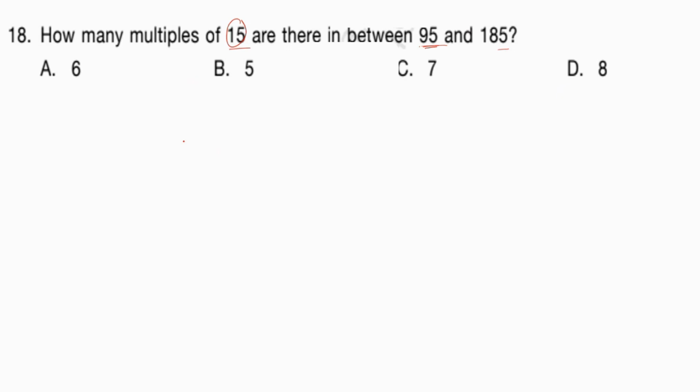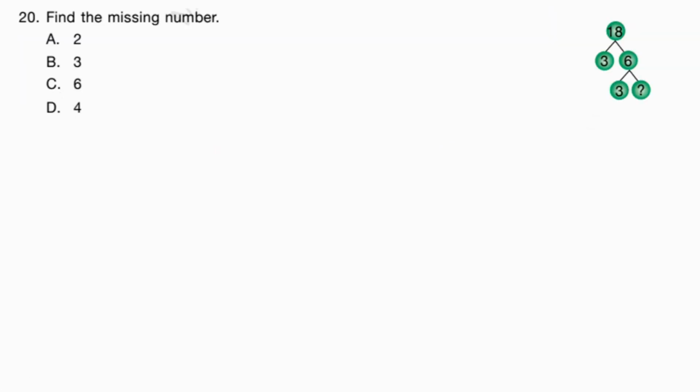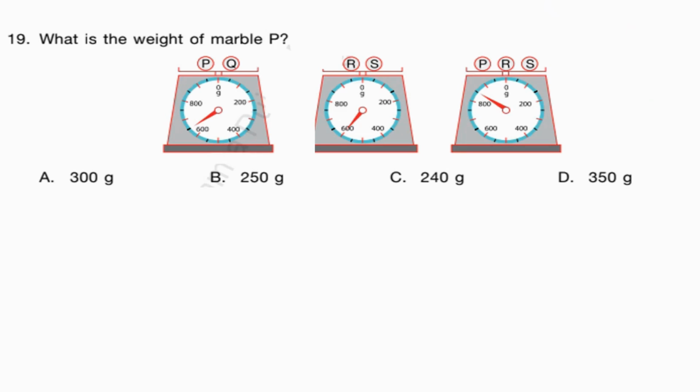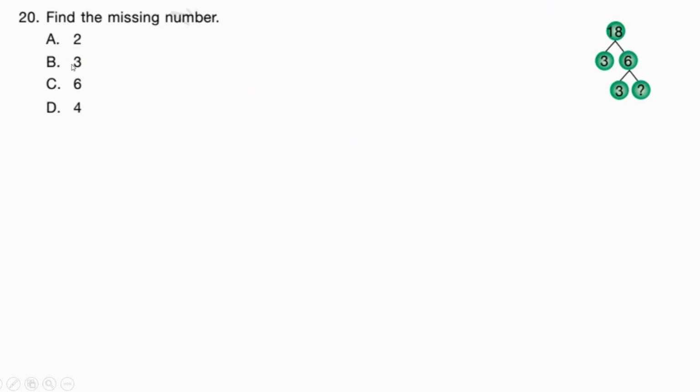So after 95, it will be 105, right? Then 120, 135, 150, 165, 180. That's why the last one will be 180. Now I have to count, because I can't count 95 and 185. So that will be 1, 2, 3, 4, 5, 6. So my answer should be 6 here.